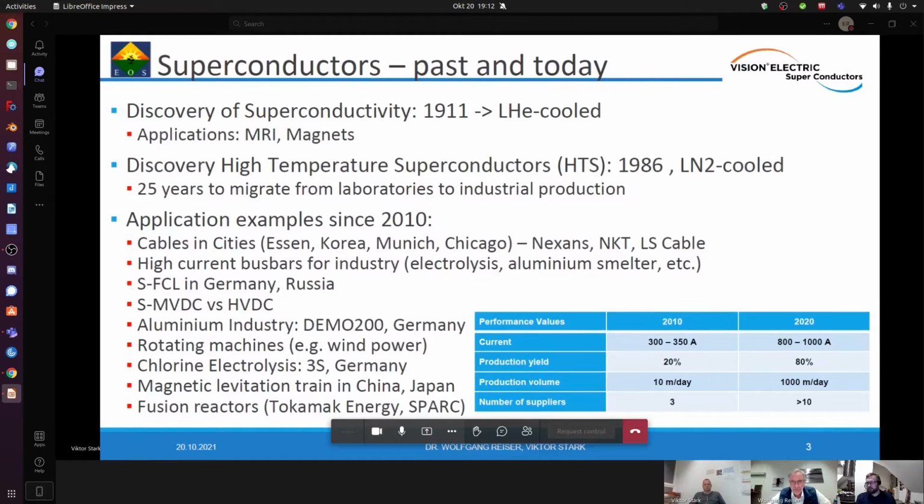So on a lot of different fields, and you see some more fields here on this slide, superconductors can give a lot of advantages just by eliminating power losses, by reducing outer sizes and dimensions, and, for example, on wind power, reducing a lot of weight. So these are mainly advantages in applications.